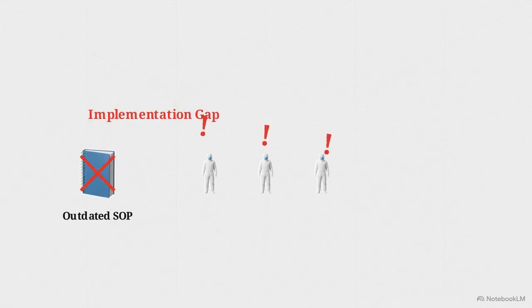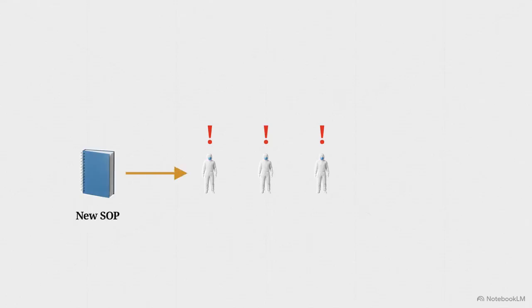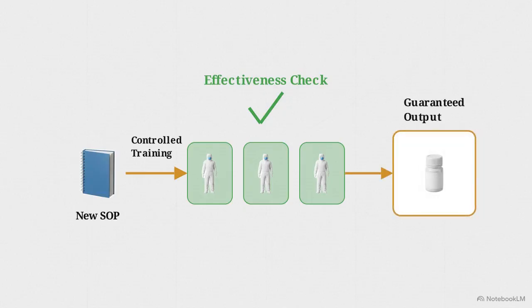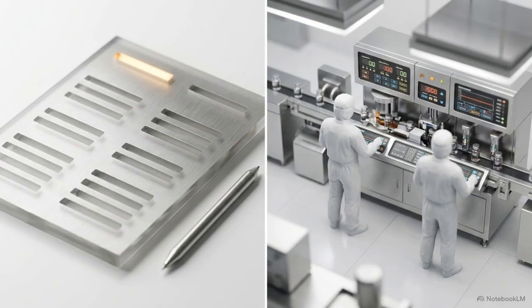The final hurdle is rolling out the newly approved SOP. An implementation gap occurs if operators aren't trained, causing them to execute based on outdated memorization. True execution requires controlled training, observation, and a strict effectiveness check to guarantee the final output. A change control event is never complete at the signature stage. It is only complete when the shop floor executes the new reality flawlessly.